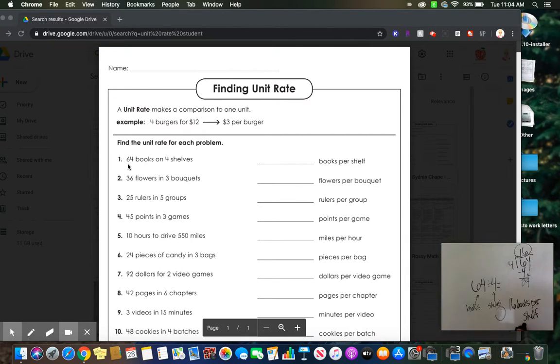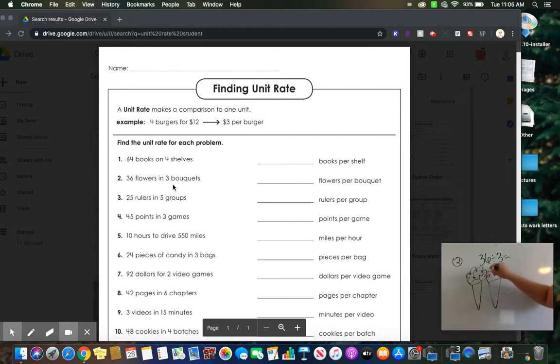All right, let's do number two. Let's see if I label it here. You can see that, right? Cool. Okay, it's 36 flowers in 3 bouquets. So here's our bouquet. So 36 flowers divided by 3 bouquets. Here's a bouquet of flowers. So it's like this, and it has like that. Kind of looks like an ice cream cone a little, but you know what I mean.